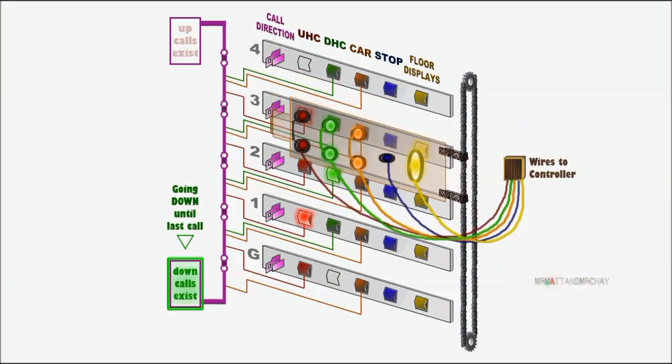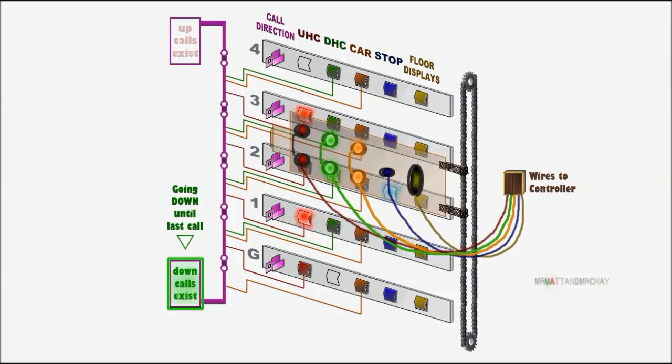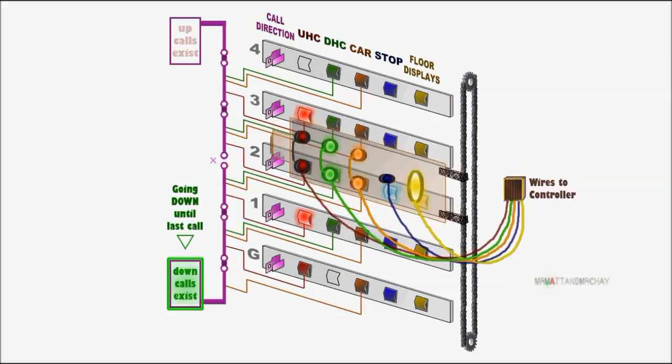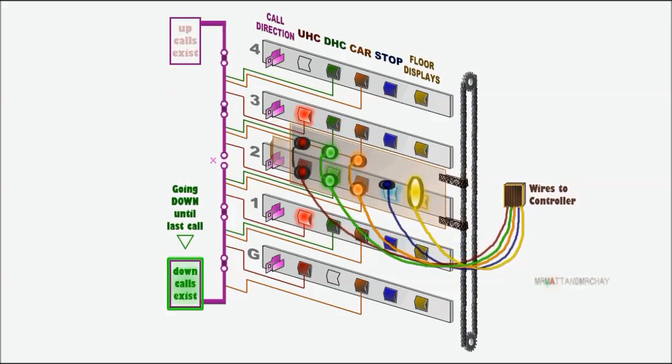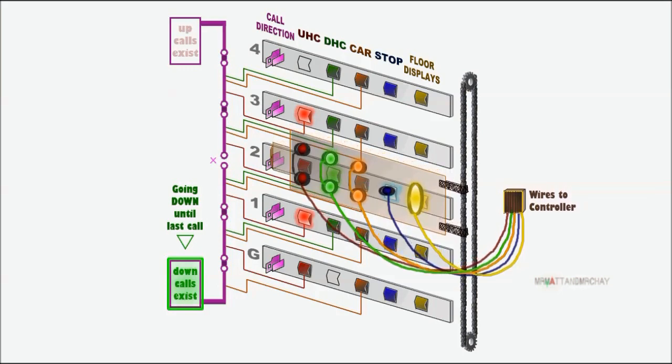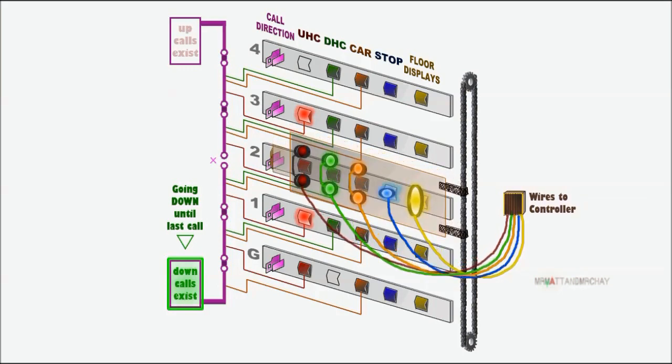Ah, the carriage has found a DHC. Stopping sequence has now been initiated and the car slows down to stop. In a real situation, a person will probably get in and push the ground floor, probably to leave the building. This keeps the down request alive until the lift reaches the bottom of the shaft.